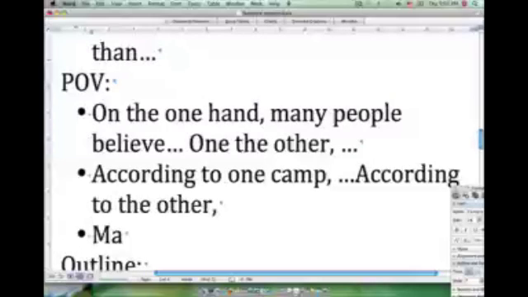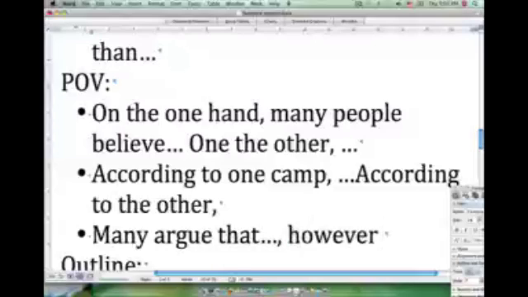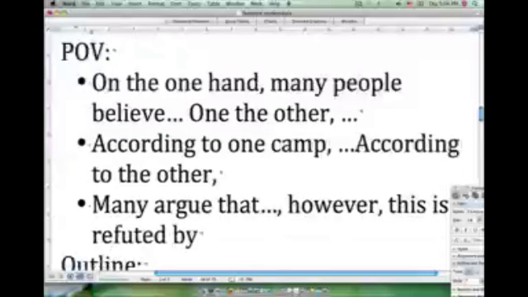We might even say something like, many argue that, and then mention whatever it is, and then comma, however, this is refuted by others. So in this instance, we would have both points of view in the same sentence. So many argue that chimpanzees are the most intelligent of the animal kingdom. However, this is refuted by others. I don't know if that was our essay question.